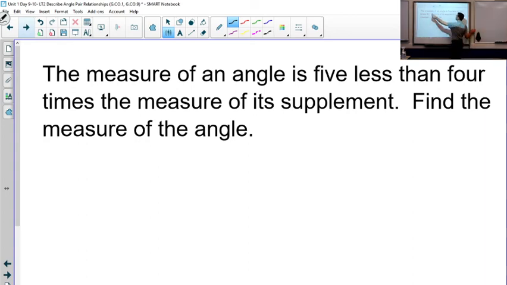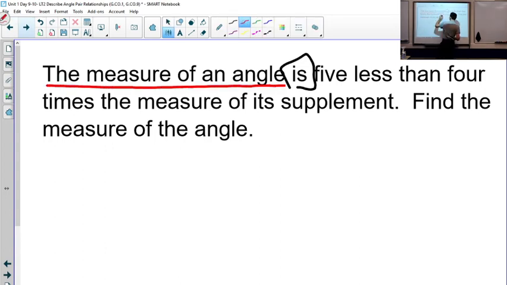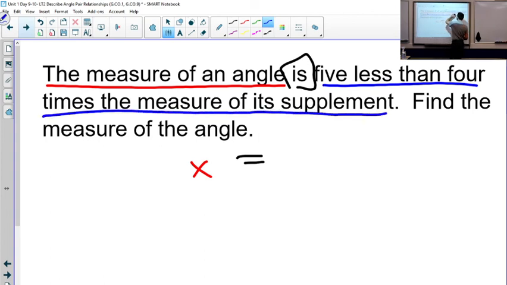The measure of an angle is 5 less than 4 times the measure of its supplement. Let's start with the left side. The measure of an angle, okay, that's just x. Is anything happening to the angle? No. Not a complement or supplement, so we just have x on the left. Equals 5 less than 4 times the measure of its supplement.